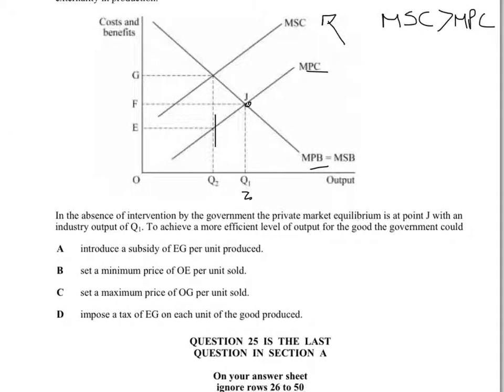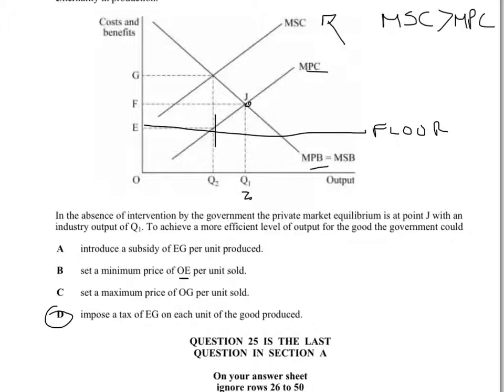Let's have a look. Subsidy, again, it's a negative externality. You're not going to encourage more of it, you want less of it. Minimum price is a price floor, which is a valid intervention, but we've got to see where the price floor is being set. If it's set at OE, it's below equilibrium and therefore passive. Therefore, it's not the right answer. Maximum price of OG, we don't set maximum prices. We don't set price ceilings on things we're trying to discourage. It's the wrong type of intervention.